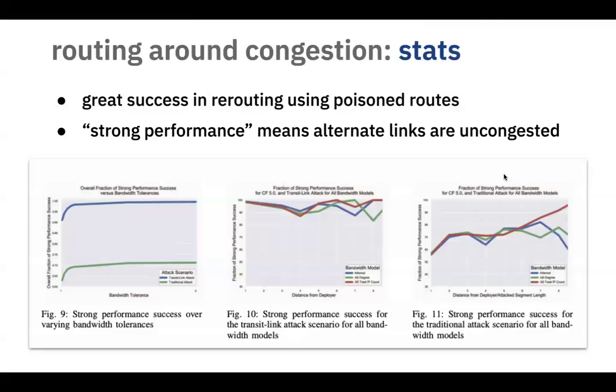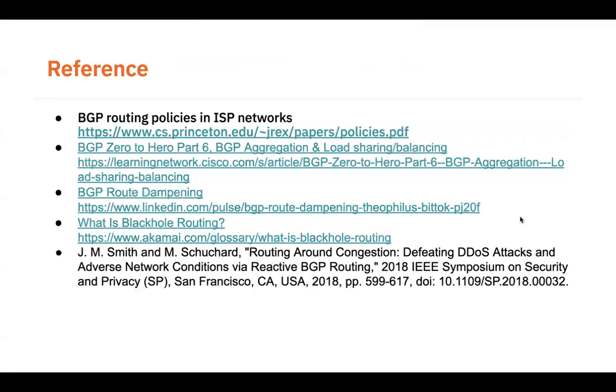And they also found that there was strong performance in that the traffic level was maintained even through a downed or congested link. In this case, strong performance means the alternate links are uncongested, but we can see for multiple scenarios that we were able to reroute around the congested link.